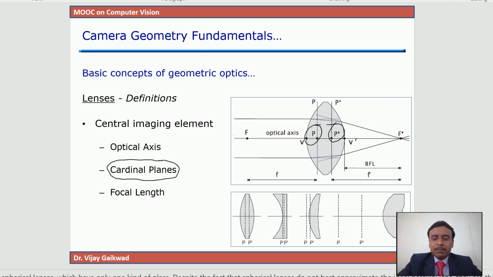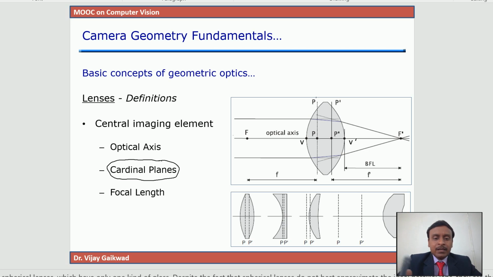These principal plane points are the points inside or outside of the lens through which actual bending of the incoming ray is happening, and that will lead to the outgoing ray. So whenever refraction or bending of a ray occurs, those regions inside or outside of the lens are called principal planes. Principal plane points P dash may be present inside of the lens or outside of the lens.